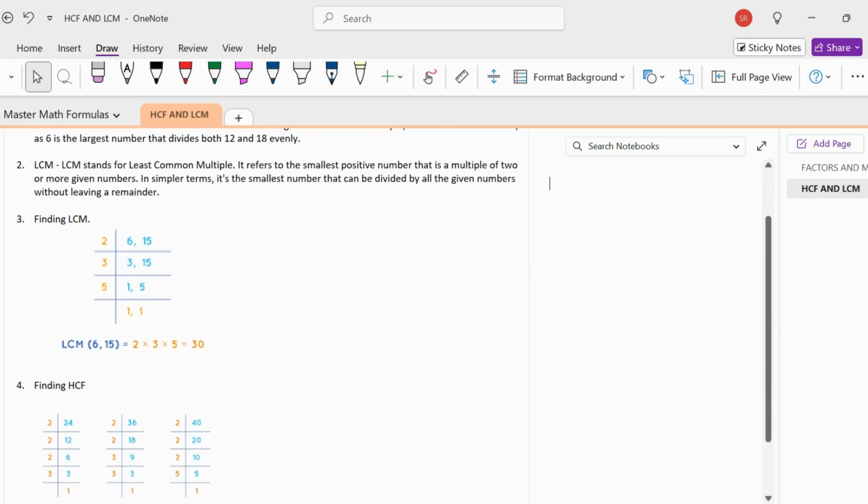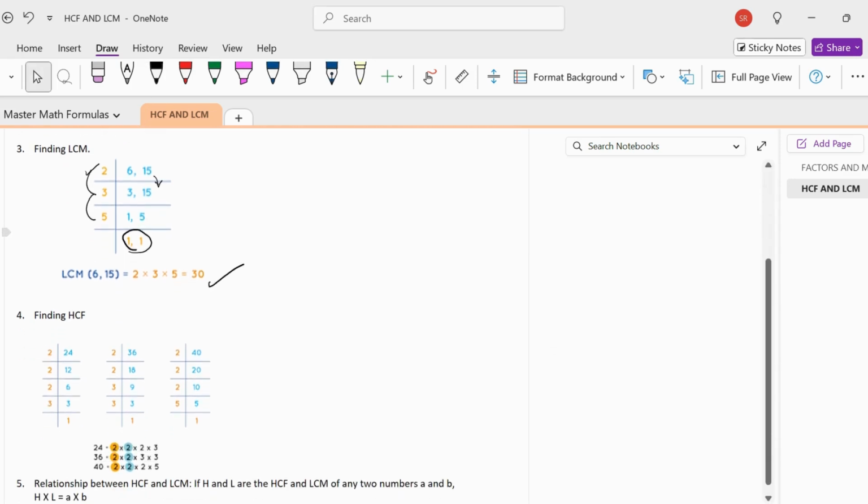Now let us see how to find the LCM. LCM of 6 and 15. Here is an example. 2 3s are 6, and 15 is not a multiple of 2, so you write it as it is. 3 1s are 3, 3 5s are 15. 5 1s are 5, 5 1s are 5. So you go on until you get 1, 1. The LCM of 6 and 15 will be 2 into 3 into 5, which is 30.